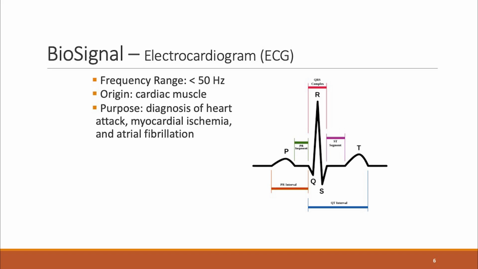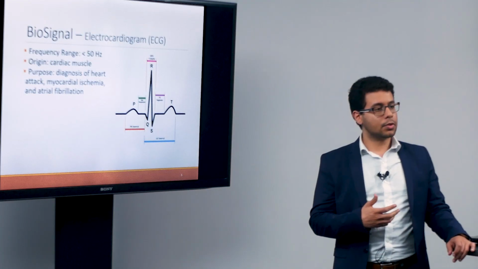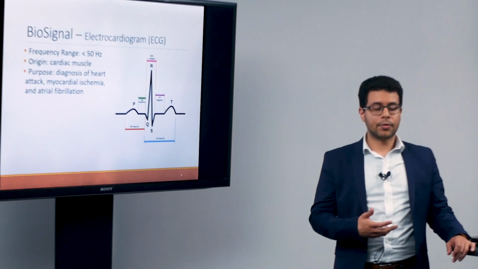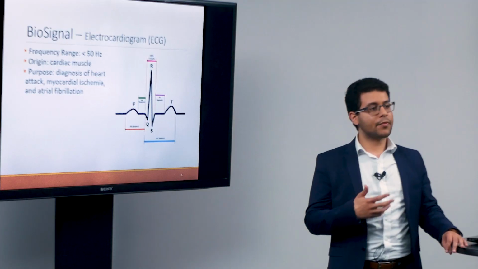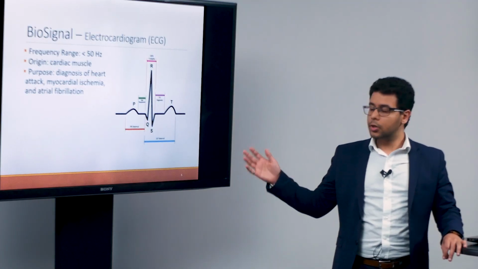A quick refresher on biosignals. The electrocardiogram, ECG, is the signal that's generated by the electrical activity of the heart and is typically used in order to diagnose different types of cardiovascular diseases such as atrial fibrillation or myocardial ischemia. And it has a very distinct shape, such as PQRST.